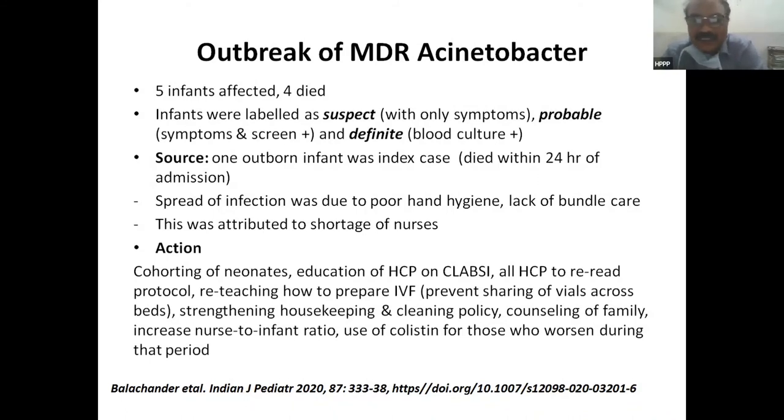The spread of infection was due to poor hand hygiene and lack of bundle care, and this was attributed to a shortage of nurses. Earlier, the unit had 40 nurses, but subsequently there were only 27 nurses. So they attributed that because of the shortage of nurses, some practices were breached, and that's why the spread occurred. Action recommended was cohorting of units and education of all healthcare workers on central line associated bloodstream infections.